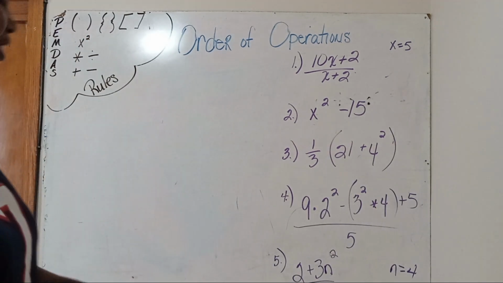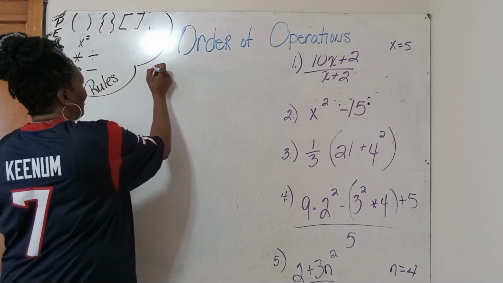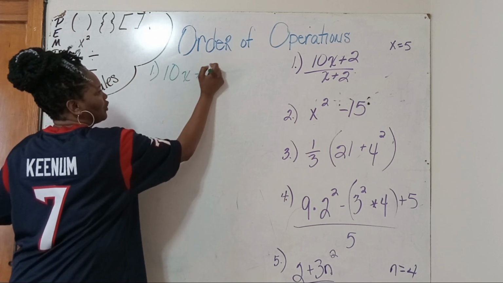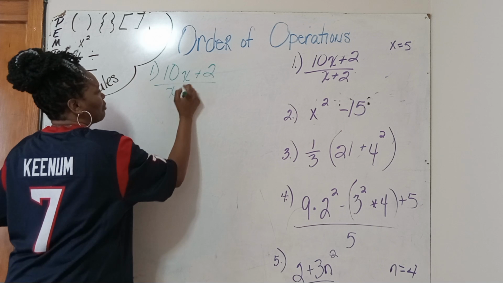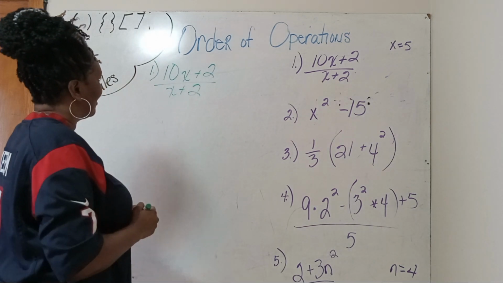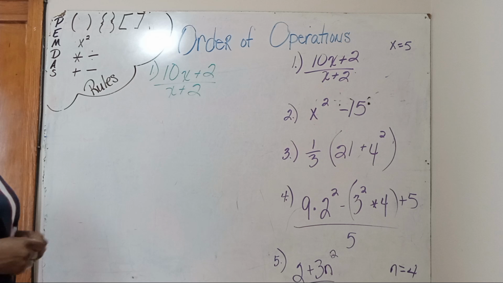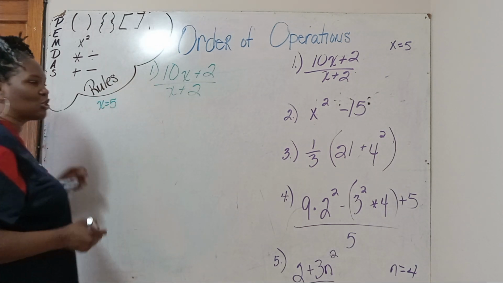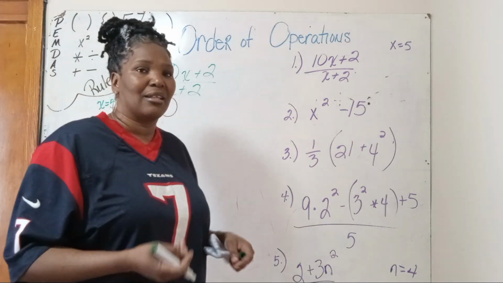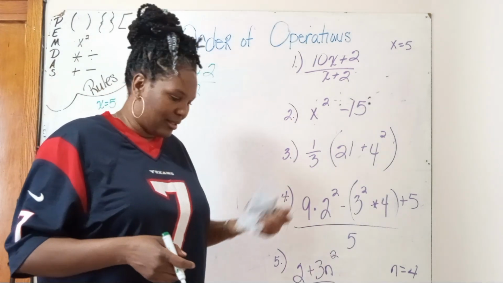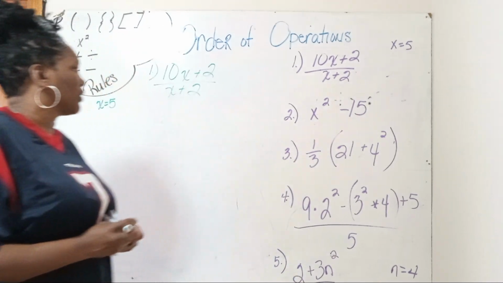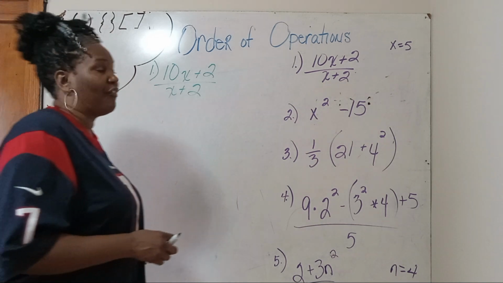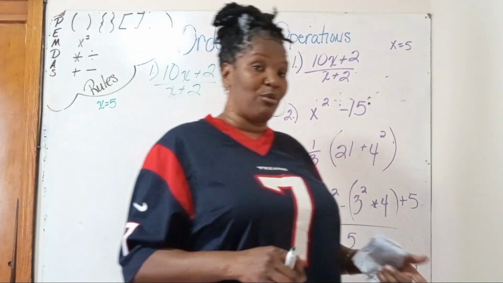We have problem number 1: 10x plus 2 over x plus 2. I hope you guys can see that. My x equals 5. So all I'm going to do is substitute the 5 for the x, because remember, a variable represents a number.